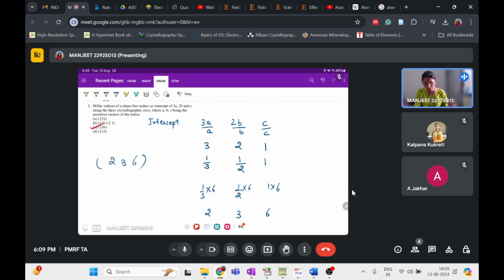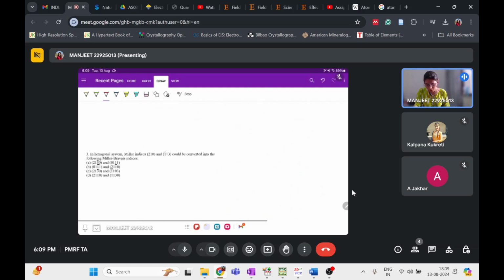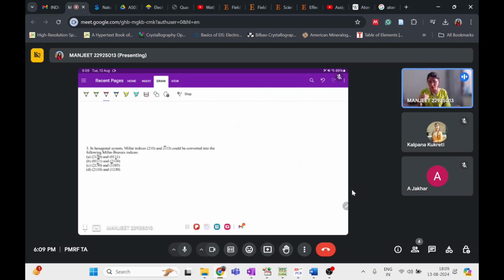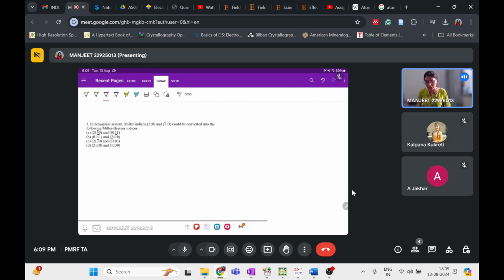So questions number 1 and 2 are all about the Miller indices, where you have to find the Miller indices. In the next question, in the hexagonal system, the Miller indices 2, 1, 0 and minus 1, 1, 3 could be converted into the following Miller-Bravais indices.